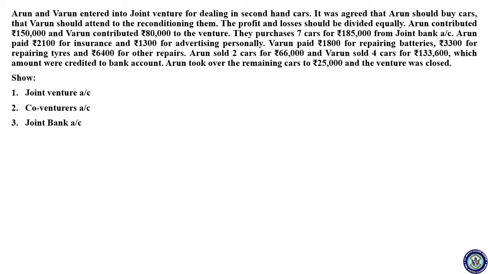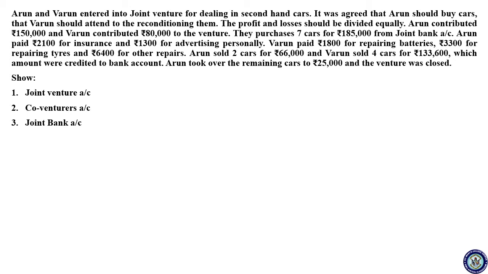Okay. So before I start with the solution part, we'll just discuss the problem. In a joint venture, you have to prepare the three main ledger accounts, that is joint venture, co-venturers, and joint bank, which is asked here. Apart from these three ledger accounts, they might ask you to prepare the shares account. If the problem mentions shares, then you have to prepare the shares account also. In the coming illustrations, we will have one problem on the shares.